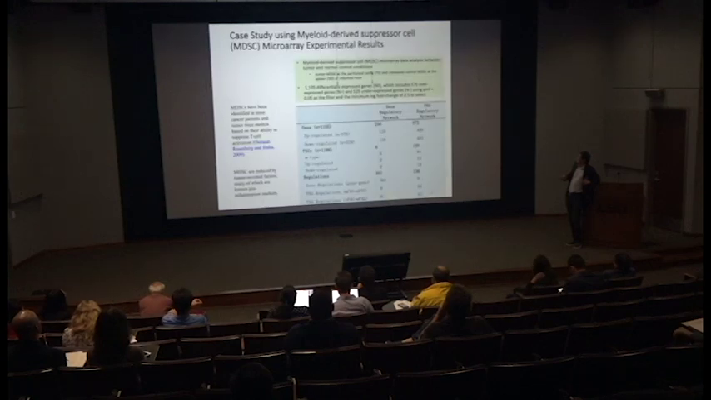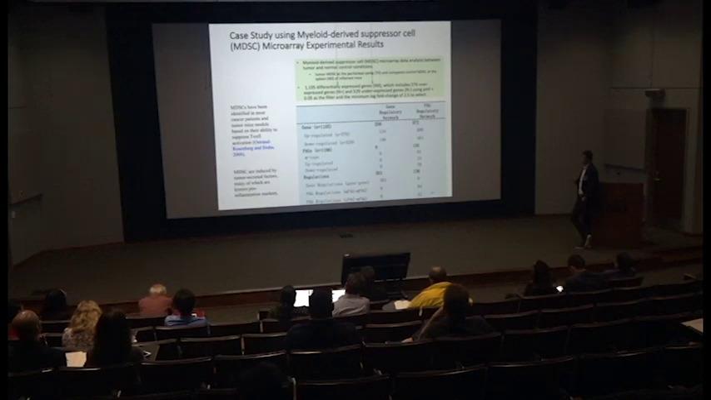So with this, we did a case study years ago. Essentially, we looked at myeloid-derived suppressor cell microarray data, and we asked the question, what could we have done mapping to the conventional gene regulatory network?